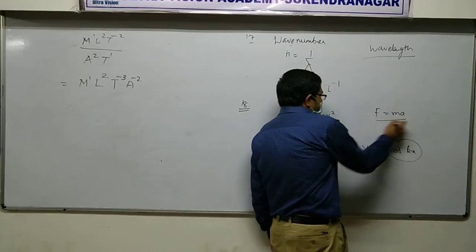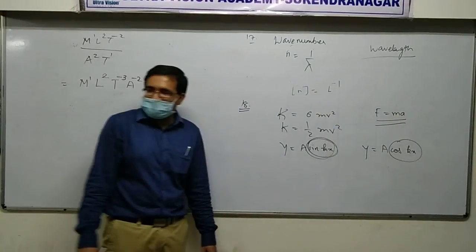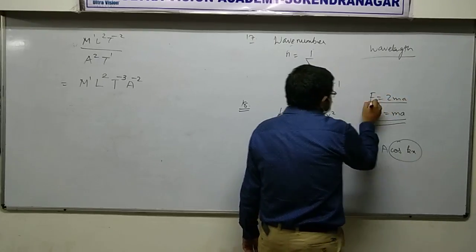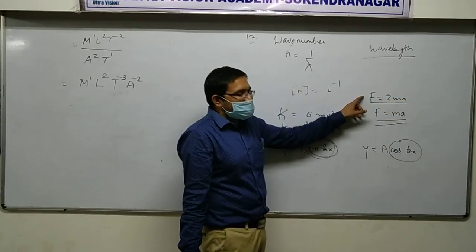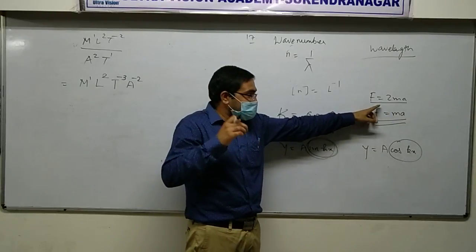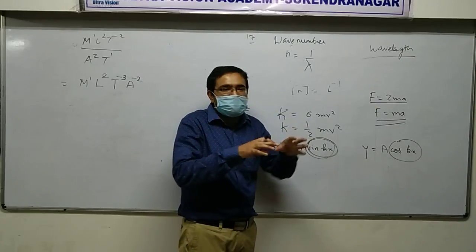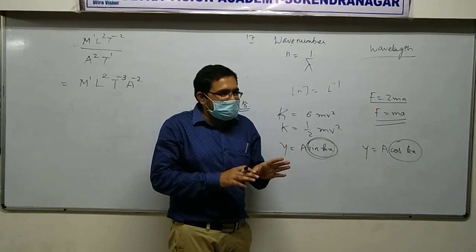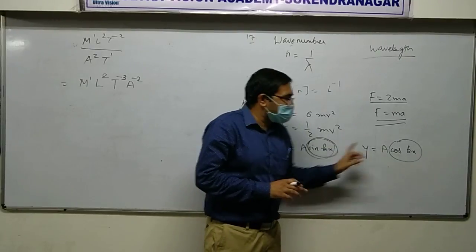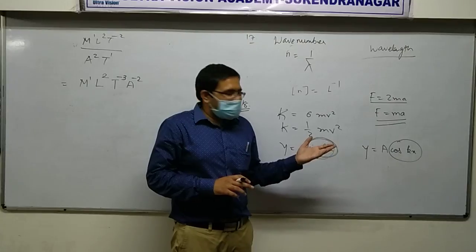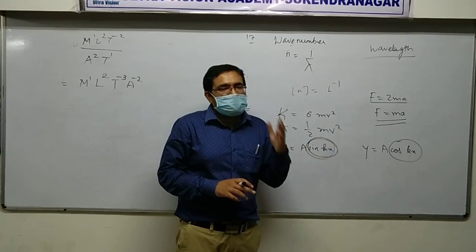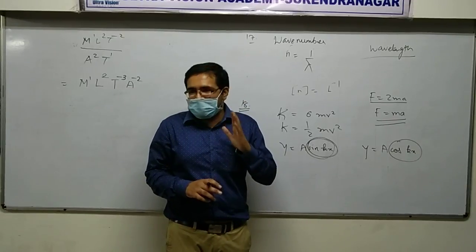You can get F equal to ma using dimensional analysis, but you cannot get F equal to 2ma using dimensional analysis. What's the problem here? 2 is a number. It doesn't have dimensions, so it will not show in the dimensional calculation. Clear? So basically, anything that is dimensionless creates a problem if you want to derive. You get what I'm saying?